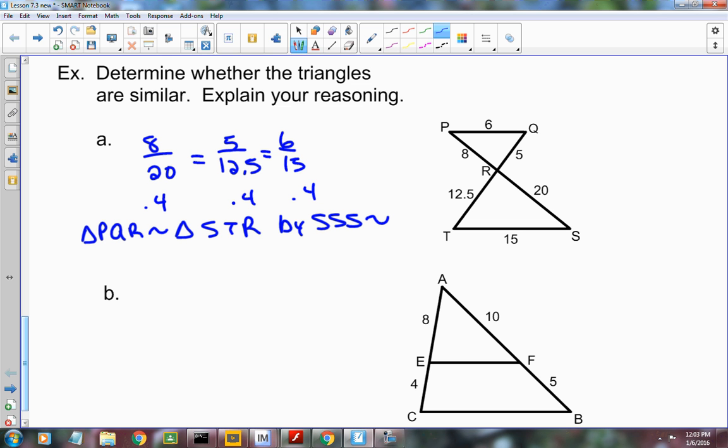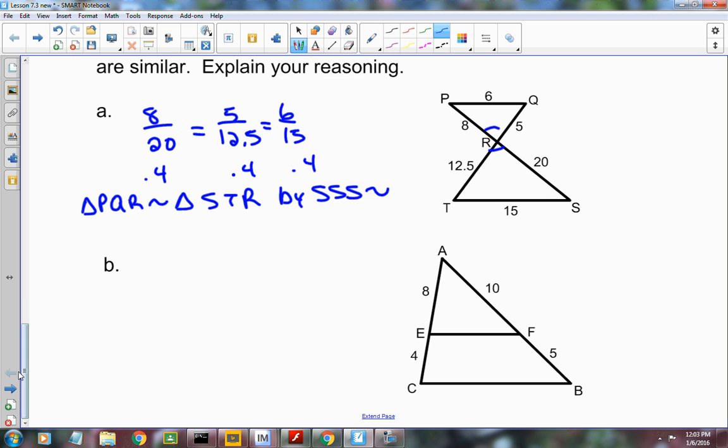Now, could I have done that one in a different way? What else could I have done? I could have done side angle side because I got the vertical angles here, right? So really, that one could have been done two different ways. Okay, here's another one.